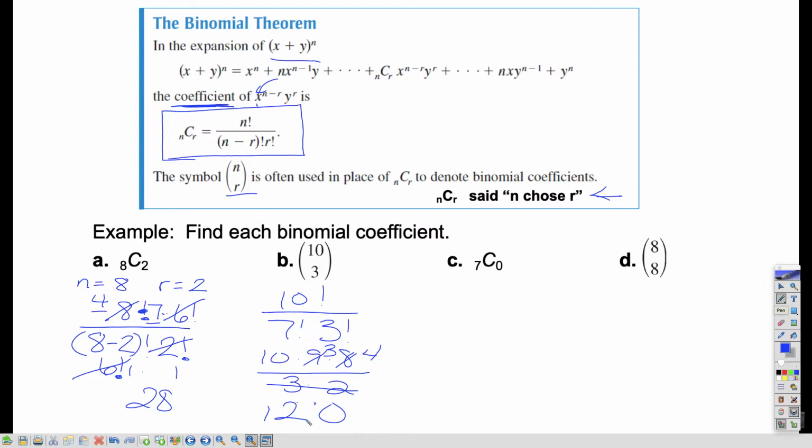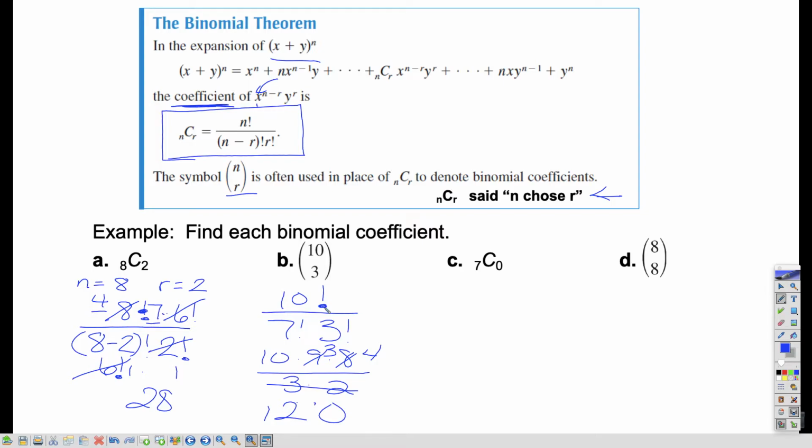How'd you get 101? I got 120 as well. You put a 2 on the bottom, but there's no 2 in it. Can you walk us through what you're doing? 10 factorial over 10 minus 3, which is 7 factorial, and 3 factorial. So 10 factorial is 10 times 9 times 8 times 7 factorial.